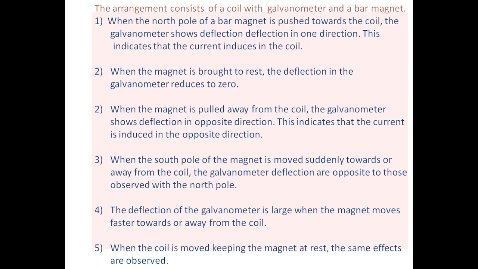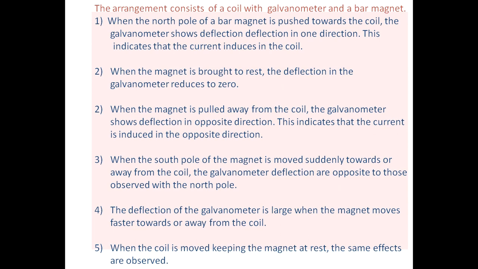And when the magnet is pulled away from the coil, that time the galvanometer shows deflection in the opposite direction. This indicates that the current is induced in the coil, and it is in the opposite direction. And then after that, when the south pole of the magnet is moved suddenly towards or away from the coil, the galvanometer deflections are opposite to those observed with the north pole. For the north pole, whatever the observation is, exactly opposite to that are the south pole observations.